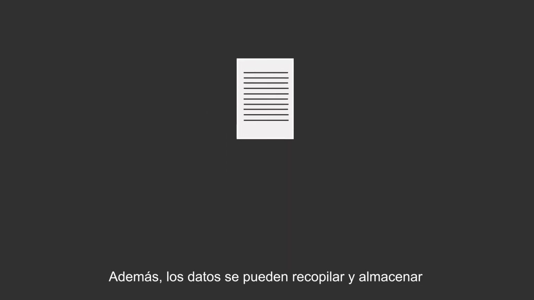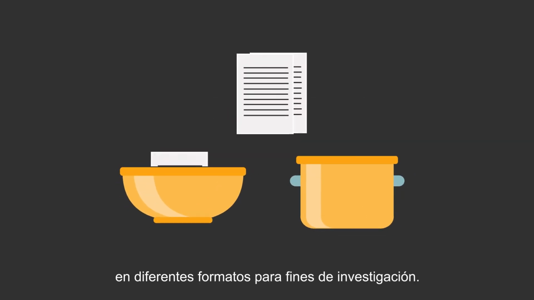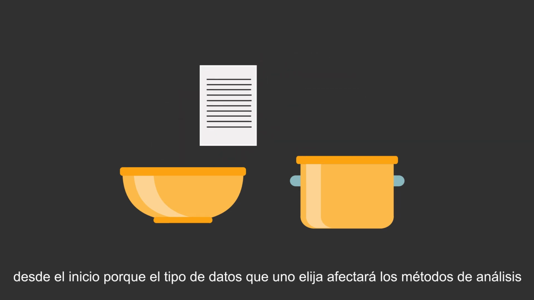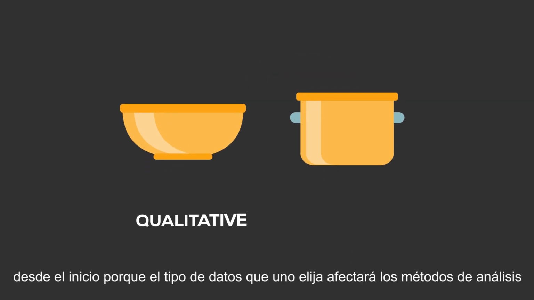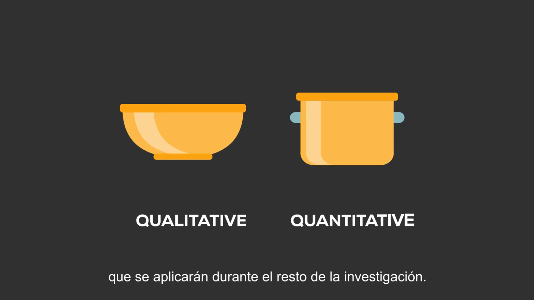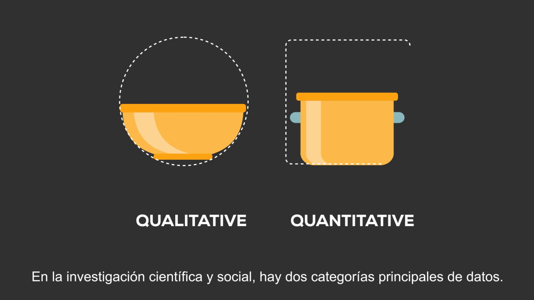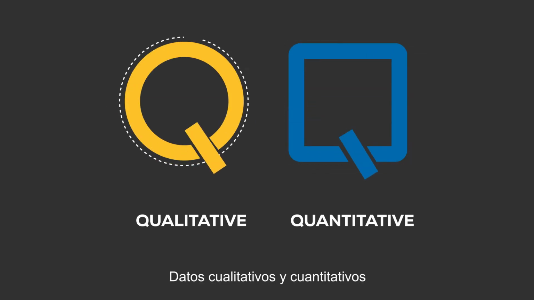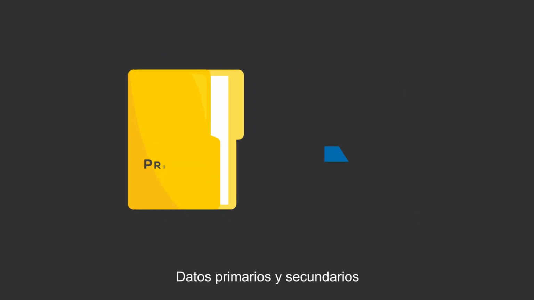Furthermore, data can be collected and stored in different formats for research. Therefore, researchers need to make the right choice from the onset because the type of data one chooses will affect the methods of analysis to apply during the rest of the research. In scientific and social research, there are two main categories of data: 1. Qualitative and quantitative data, and 2.